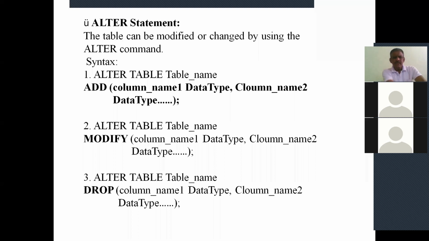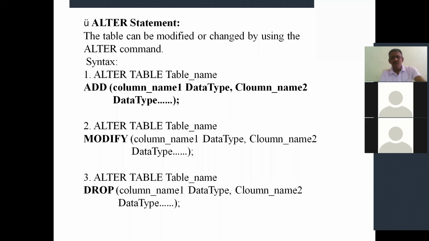Suppose we don't want to add, we can perform modification, means we can go with the second syntax, that is alter table, table name, modify. It means we want to make changes. Column name 1, data type, comma, column name 2, data type, dash, dash, dash, close the parenthesis, semicolon.